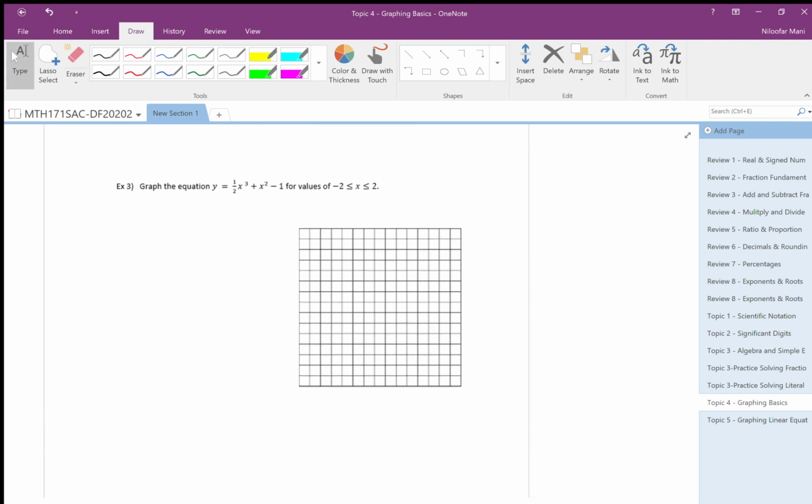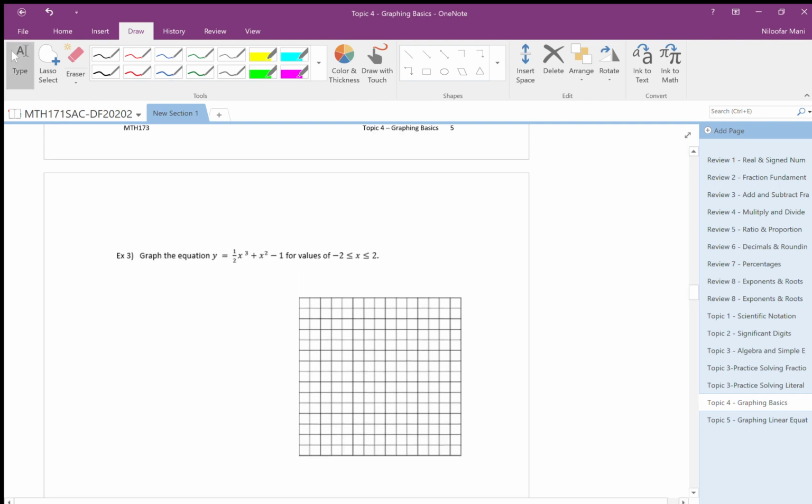Okay, so look at this. You have this function which is power 3. When you have power 3, the function looks something like this, or something like this. So I can keep in my mind that if I have a degree 3 function, y equals something power 3, it looks like this.